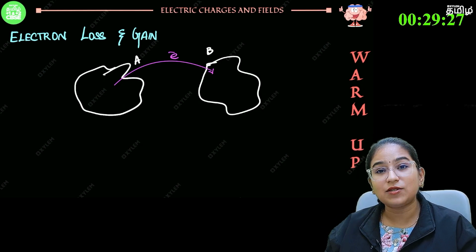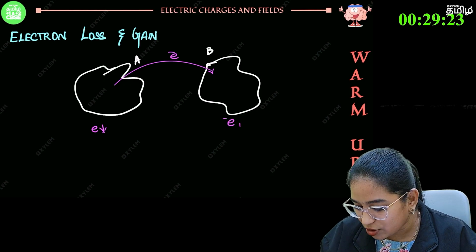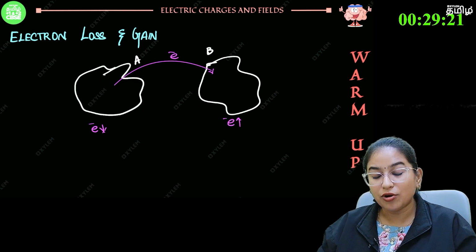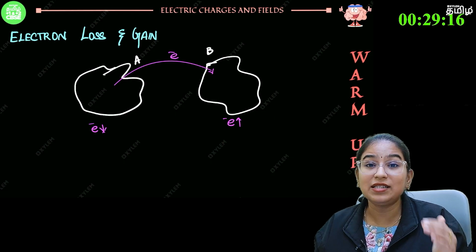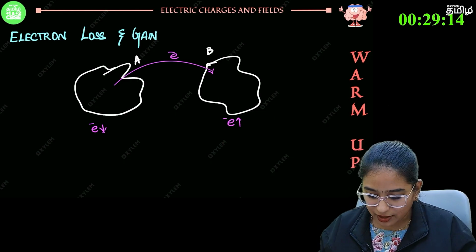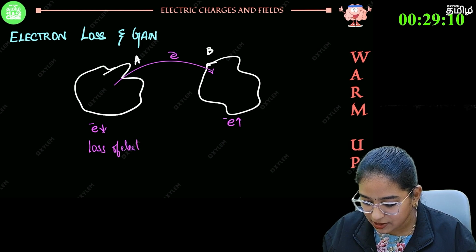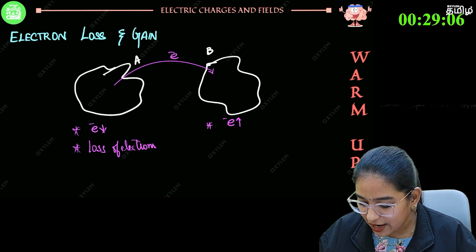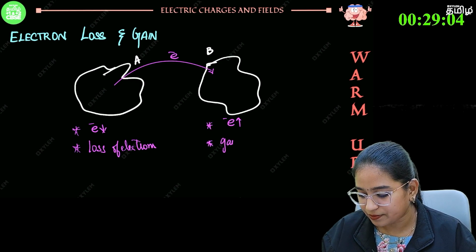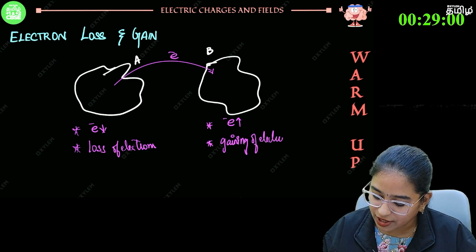After transferring, what happens? Here the electron count will be reduced, and here the electron count will be increased, right? If the electron count is reduced, that means it has less mass, right? So loss of electrons happens here, and gaining of electrons happens over here.